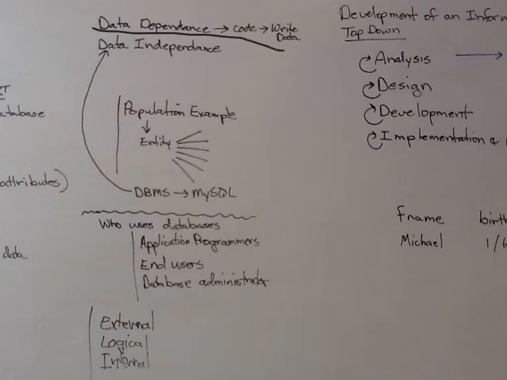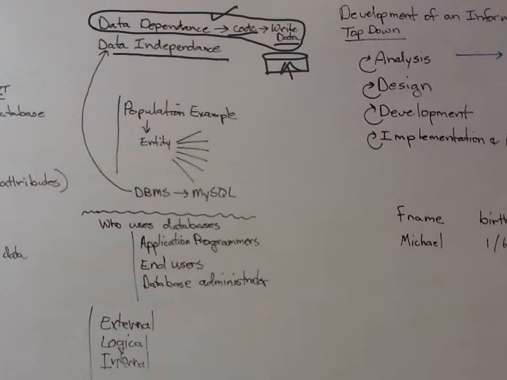Data dependence depends on the code. The software writes the data to the disk, and you have to understand how it does that if you're going to write anything to take it off the disk. Data independence means that doesn't exist. You use some database management system to write the data, so the data is independent. It's not dependent upon the code.